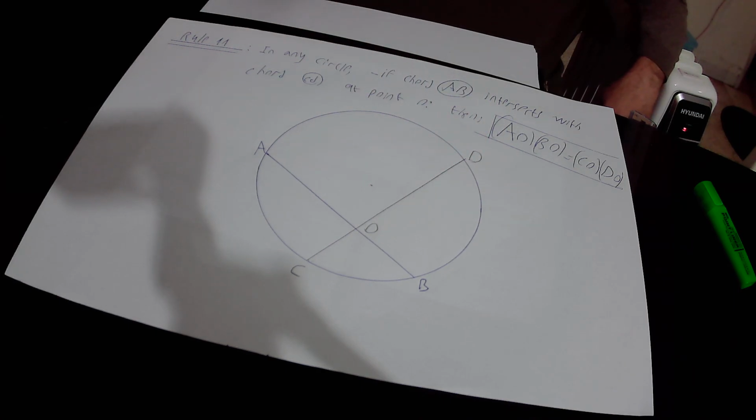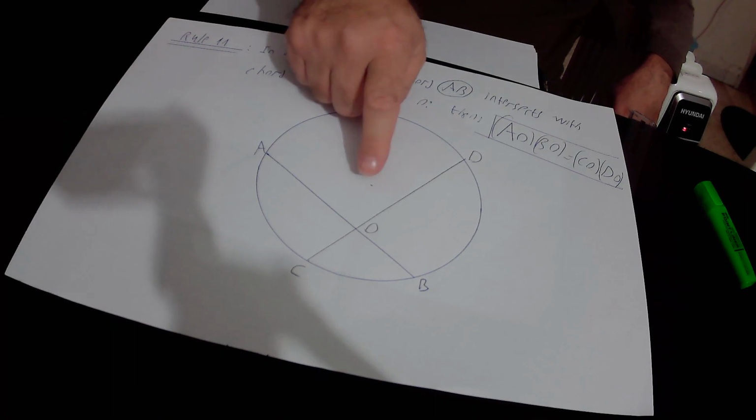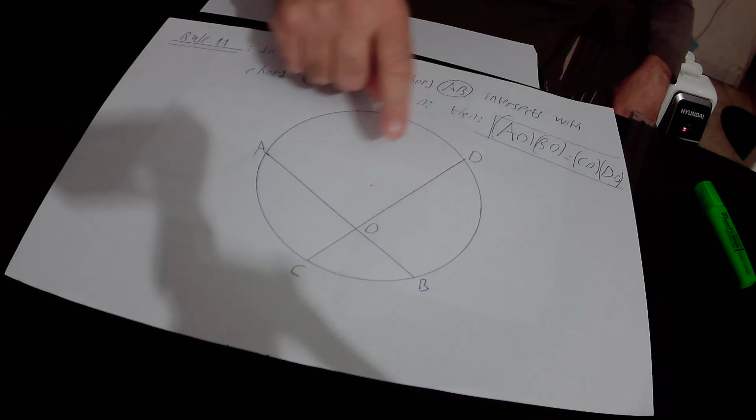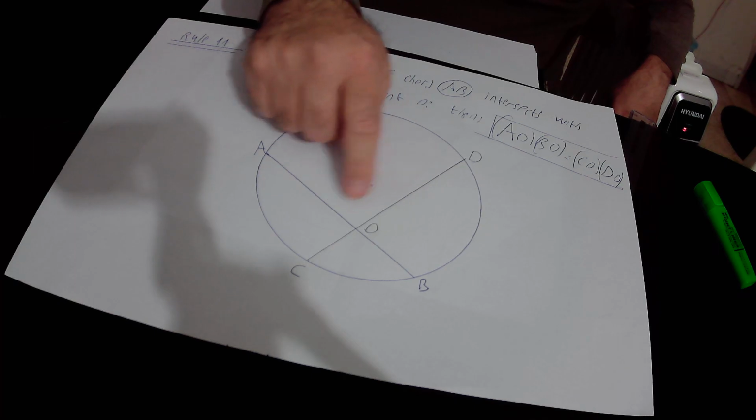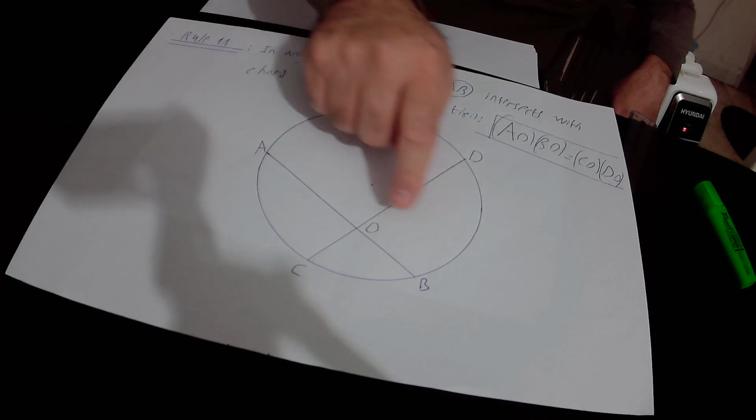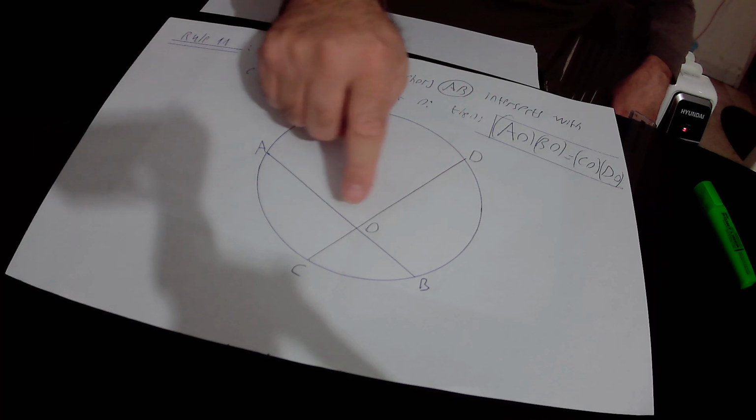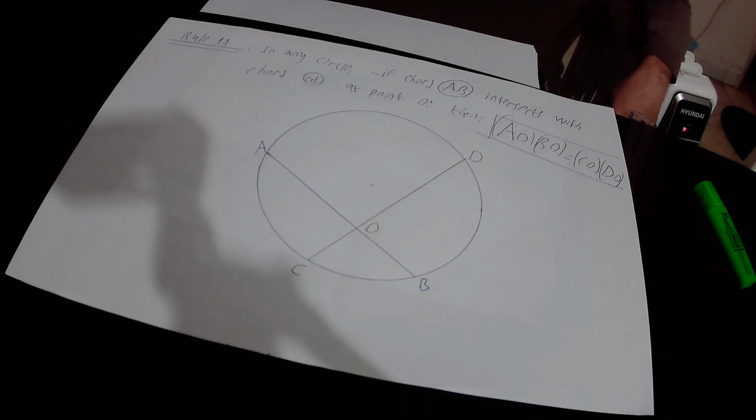So according to the new rule number 11, whenever you have in a circle two chords that intersect with each other, then the following equation is true: AO times OB equals CO times OD. Again, AO times OB equals CO times OD. We can actually implement the new rule in our drawing.